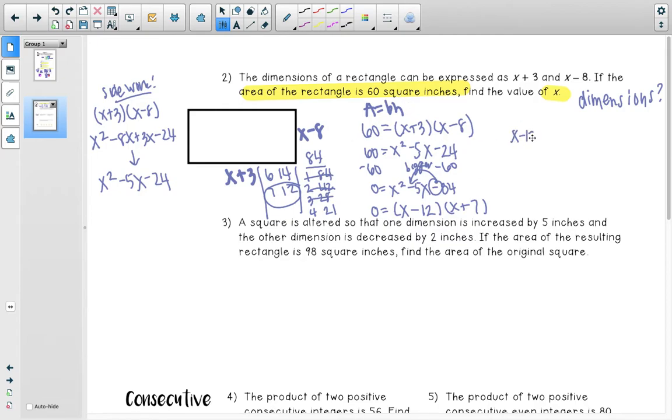You get x minus 12 equals 0, which gets you x equals 12 when you add that 12 over. And we'd have x plus 7 equals 0. Well, you're going to subtract that. We'll get you a negative value. So that is not an answer.